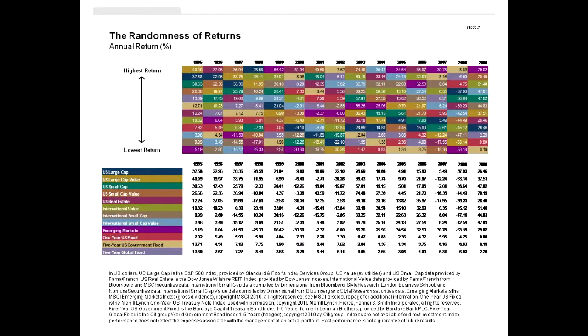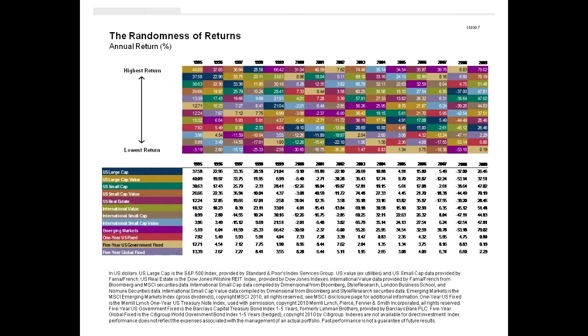We have dark blue being U.S. large cap. We have gold being U.S. large cap value. We have green is U.S. small cap. We have orange, U.S. small cap value. We have red, U.S. real estate. We have olive, which is international value. We have brown, which is international small cap. Light blue, which is international small cap value. We have emerging markets, which is magenta. We have the coral being U.S. 1-year U.S. fixed, we have tan being 5-year U.S. government fixed, and we have gray being 5-year global fixed.